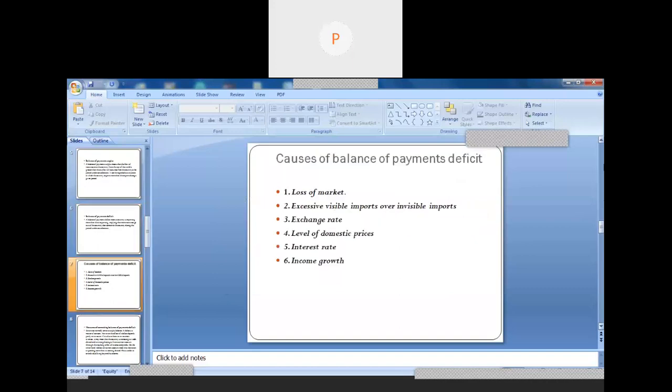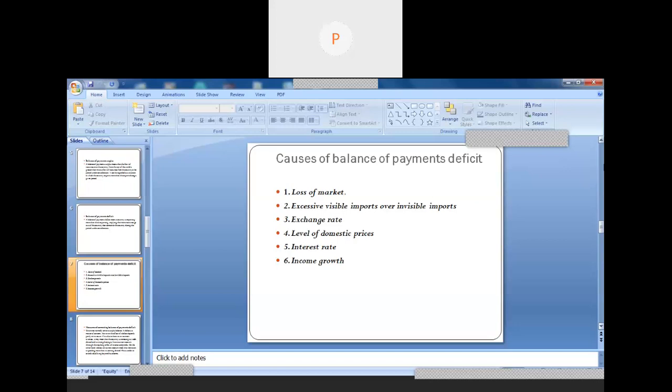Now the question arises: what are the causes of balance of payment deficit? भाई ये balance of payment deficit किसी भी country में होता क्यों? Why is it so that our country is running into loss? We are having more and more debts. We are going to pay. Our foreign currencies are going out of our country. Why? So the first point which I have written, loss of market.